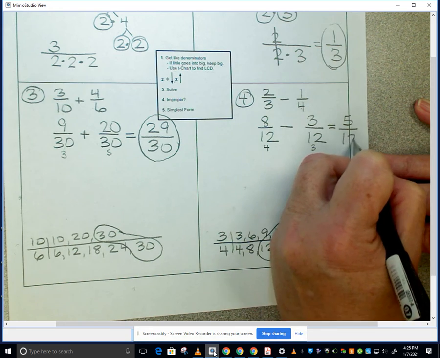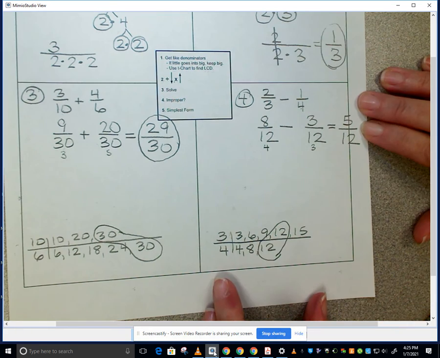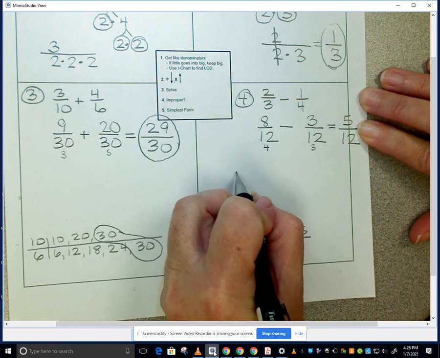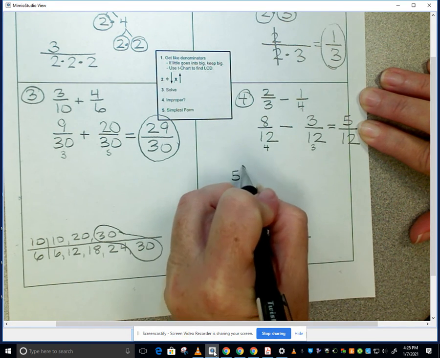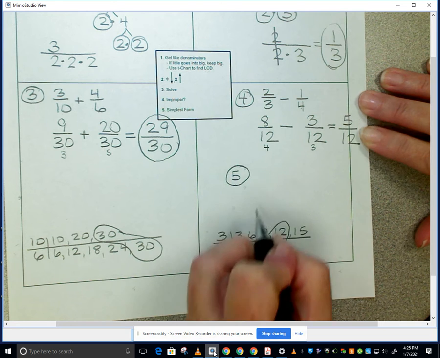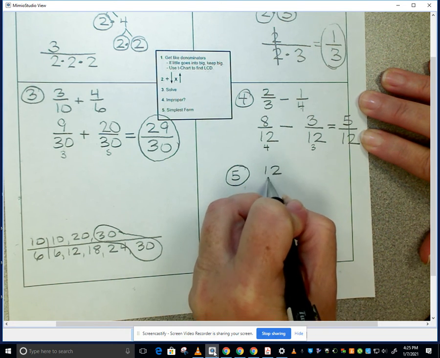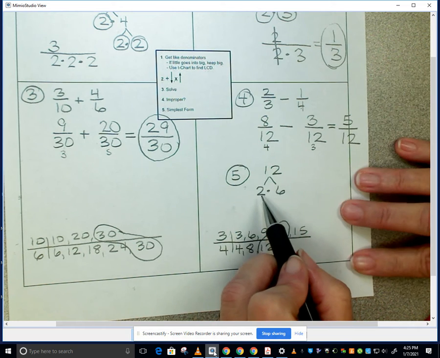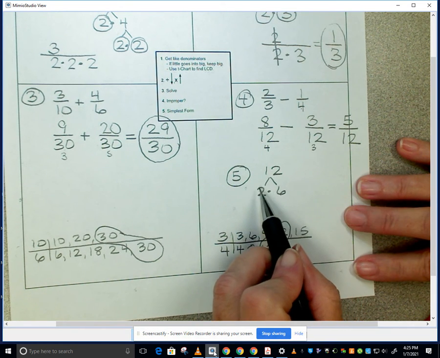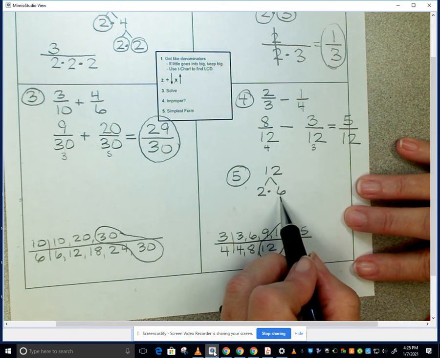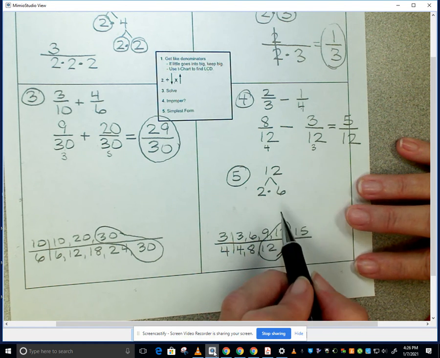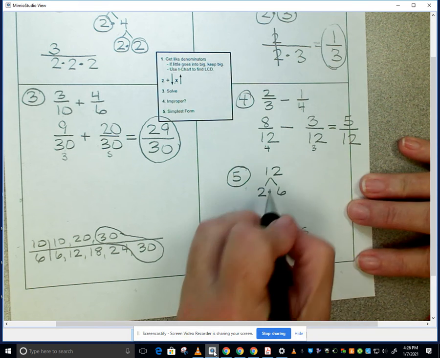Keep my 12. Now I need to make sure these are in simplest form. Let me do factor trees. I'll take my 5. We know that 5 is already prime. I'll take 12 and factor that out. 2 times 6. I could have used 3 times 4. It doesn't matter what we use when we're writing factors. In the end, I'm going to get the same answer.